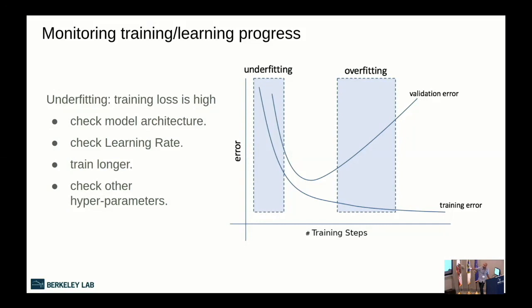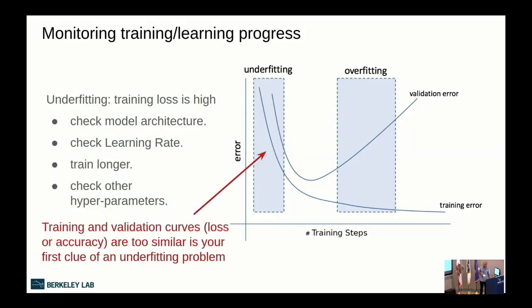Actually, before that, you want to check your learning rate before the model architecture. Because imagine if your learning rate is extremely small, that means you're not taking steps that are large enough to get to a minima. And it's going to take forever to get to a meaningful minima. So you want to check the learning rate. After that, you probably want to look at the model architecture. If these check out, you probably want to either train longer or look at other hyperparameters. These are of no particular order at the moment, but checking the learning rate would be the very first thing.